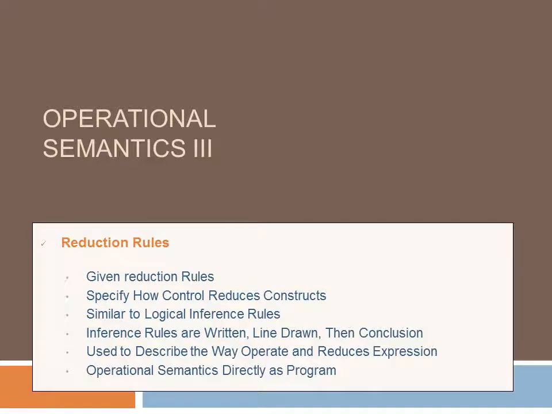Operational semantics are also given reduction rules. These rules specify how the control reduces the constructs of the language to a value. They are given in mathematical notation and are similar to logical inference rules. Inference rules are written, then the line is drawn, then the conclusion. Inferences are used to describe the way the control operates and reduces the expression to its value. Additionally, it is possible to implement operational semantics directly as a program to get an executable specification.